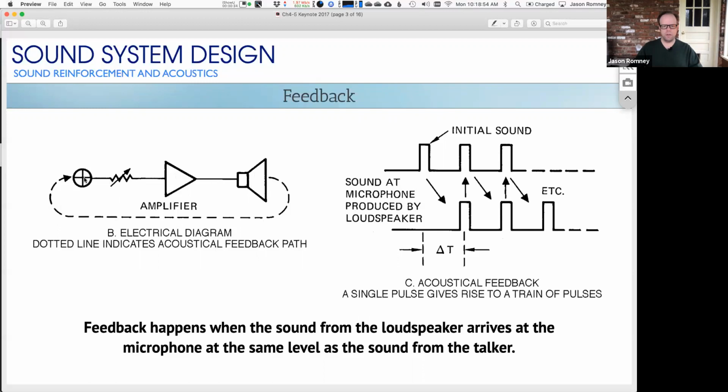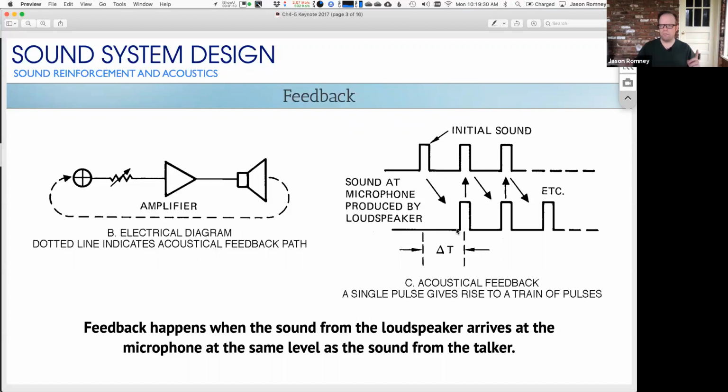Based on the distance between the loudspeaker and the microphone, there will be a certain frequency that, with that given distance, will sum together with the other sound that's coming from the talker, and it will lock into some sort of 0-degree phase relationship. And that's what we're looking at here. So up here at the top is the sound of the talker, okay? And I'm just using pulses here to indicate those sounds. And then after a certain amount of time, the sound from the loudspeaker makes it back to the microphone.